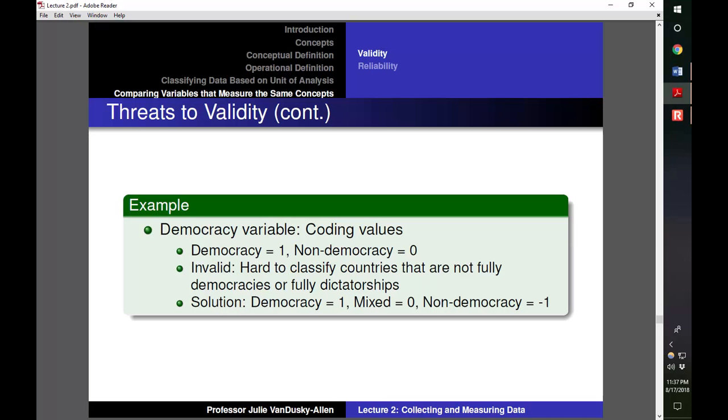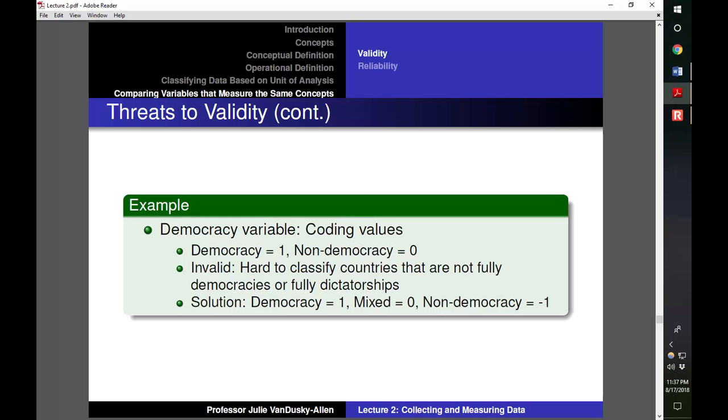Recall that we coded non-democracies as 0 and democracies as 1. It is easy to classify countries that are purely democracies or purely non-democracies, but there are several countries throughout the world that are not clearly democratic or non-democratic. Russia is a perfect example. There are elections in Russia, but leaders are rarely held accountable for their actions. Should Russia be classified as a democracy or not? It is a tough question.